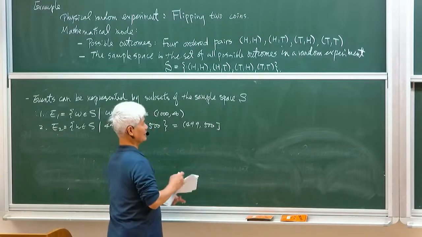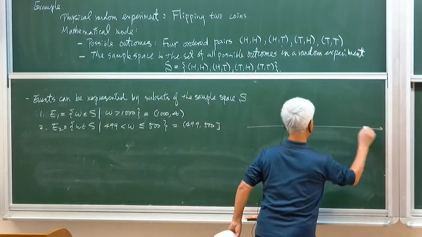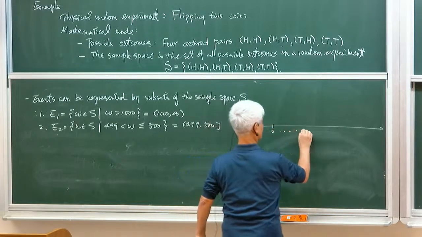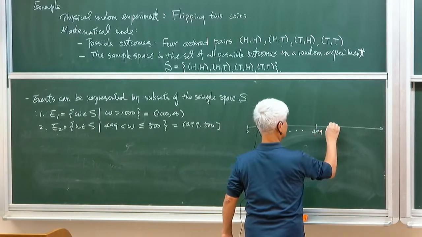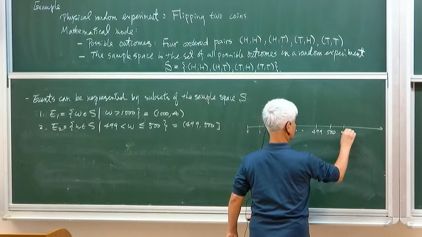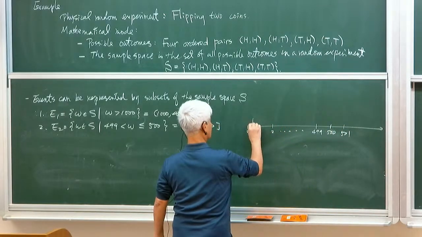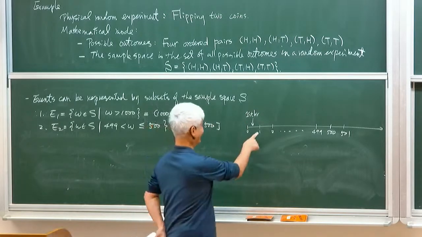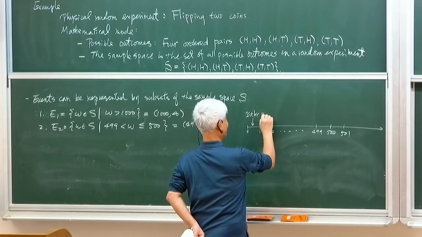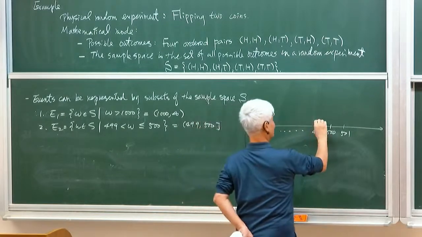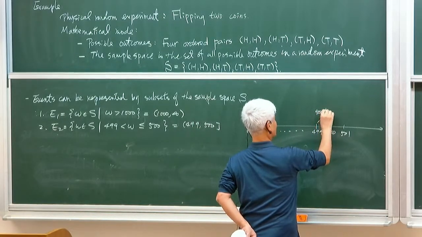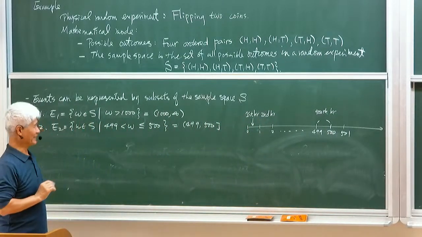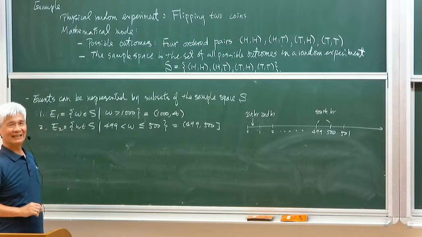If you have the timeline here, this is 0, 1, 2, 499, 500. So this is the first hour, first hour and second hour. And so here, this is the 500th hour. So you have to know that. Okay, good question.